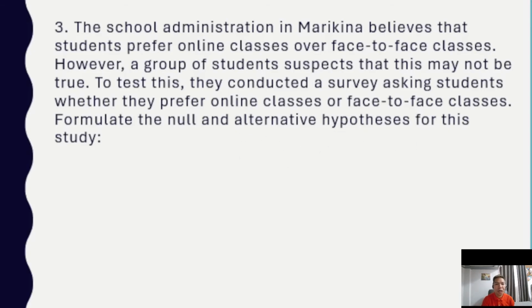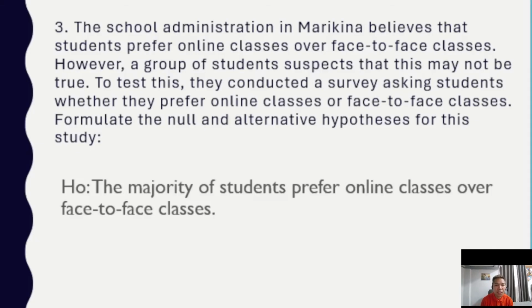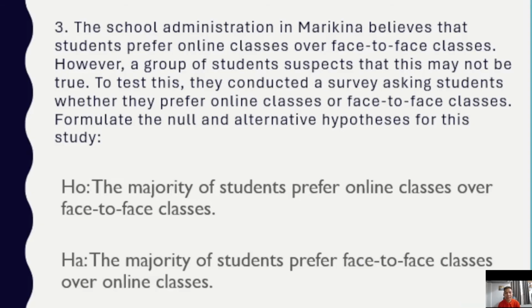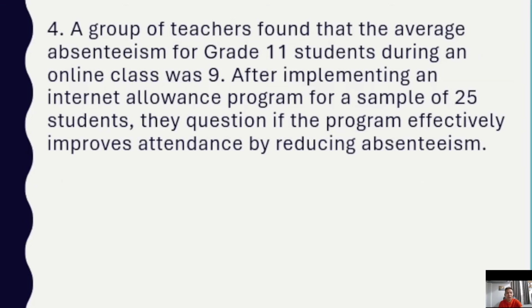So again, in hypothesis testing, the null hypothesis is typically a statement of no effect, no change, no difference. So if the school administration believes that students prefer online classes over face-to-face classes, then the null hypothesis would be the majority of students prefer online classes over face-to-face classes. And the alternative hypothesis would be the majority of students prefer face-to-face classes over online classes. So these hypotheses are set up to test whether there's enough evidence to reject the null hypothesis in favor of the alternative hypothesis, suggesting that students actually prefer face-to-face classes over online classes.